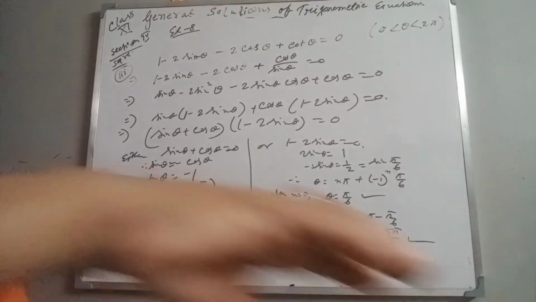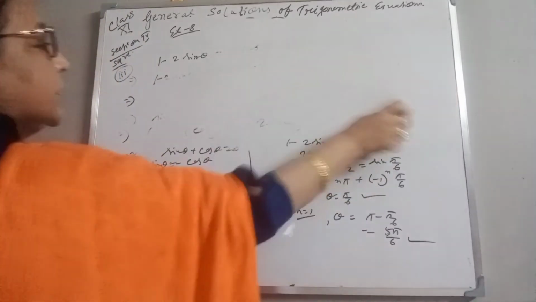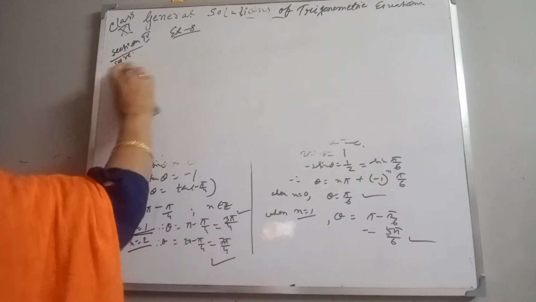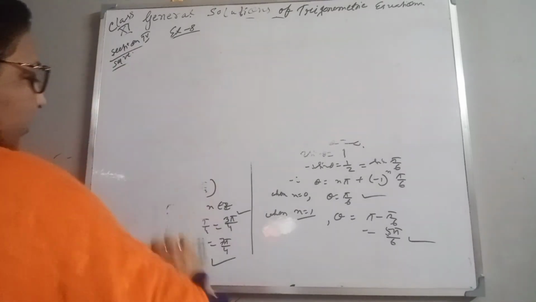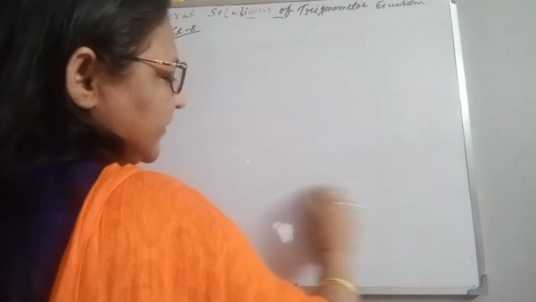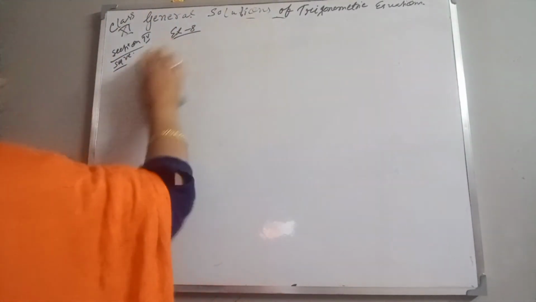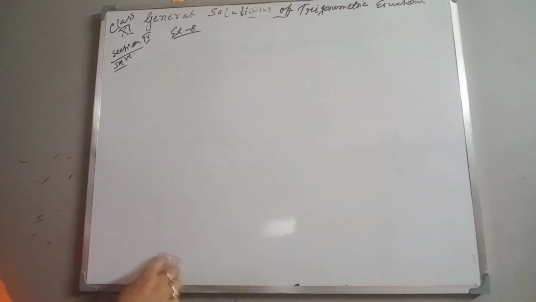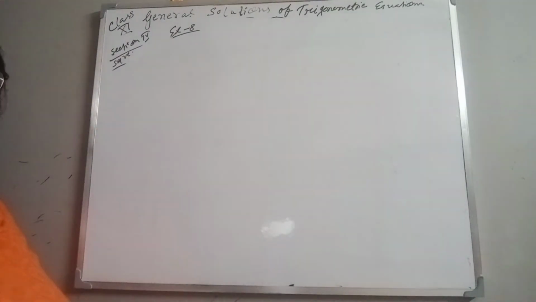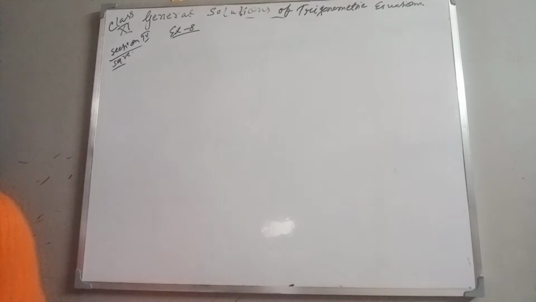Okay, next sum. What value of n we will choose will depend on the range given to you. Remember this. According to the range given to you, we cannot take values less than 0, or if the range is given between 0 and 2 pi, we cannot take values more than 2 pi. That we have to remember.